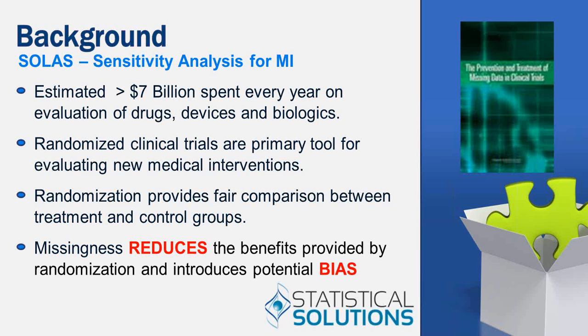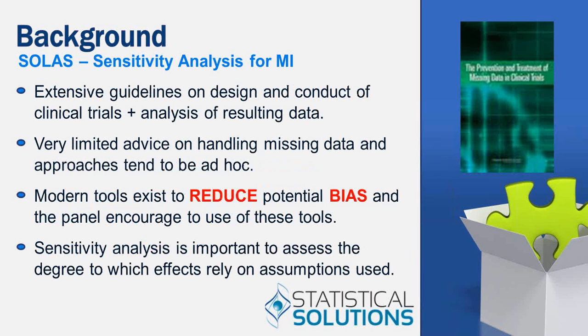So when missingness starts occurring, this can have the effect of reducing the benefits of randomization and introducing bias into your data, your analysis, your inferences and your results. So this committee wrote up some extensive guidelines on how to design and conduct clinical trials and analyze the data, because there's very limited advice out there on handling missing data.